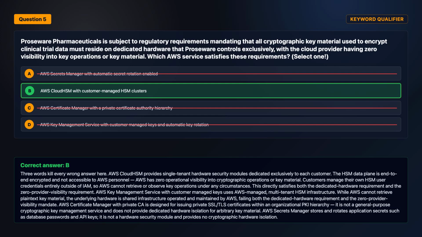AWS Certificate Manager with private CA is designed for issuing private SSL/TLS certificates within an organizational PKI hierarchy. It is not a general-purpose cryptographic key management service and does not provide dedicated hardware isolation for arbitrary key material. AWS Secrets Manager stores and rotates application secrets such as database passwords and API keys. It is not a hardware security module and provides no cryptographic hardware isolation.